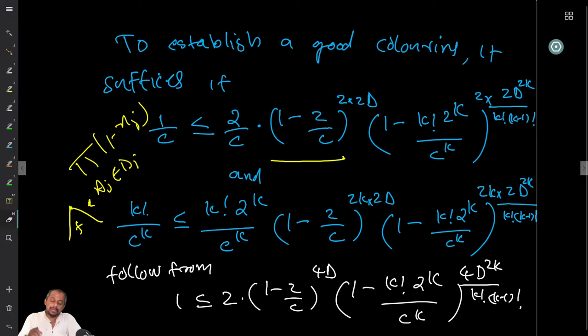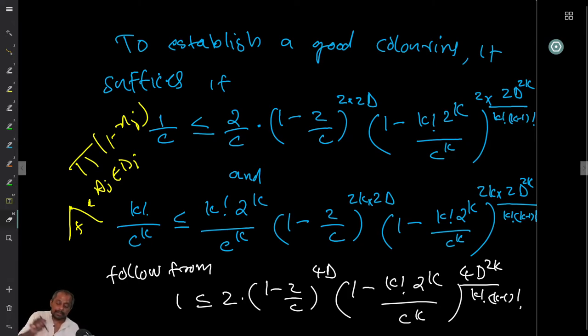For this type 1 event intersecting with other type 1 events, at most 2 into 2 delta events of type 1 can be intersecting with one fixed event. So in this product, I have at most 2 into 2 delta, 4 delta, factors in this first part. So I get that the first part is 1 minus 2 over C, the corresponding constant x_j, raised to 2 into 2 delta.